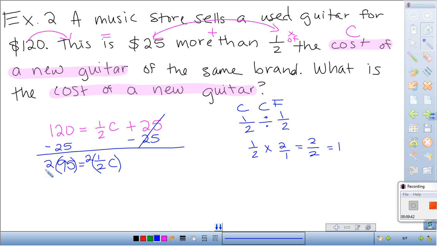2 times 95. 2 times 90 is 180. 2 times 5 is 10, so that's 190 equals, and then again, we can cross cancel. 2 times 1 is 2, 1 times 2 is 2, 2 divided by 2 is 1, or you can just cross cancel, and you end up with just C. So what's the cost of a new guitar? $190.